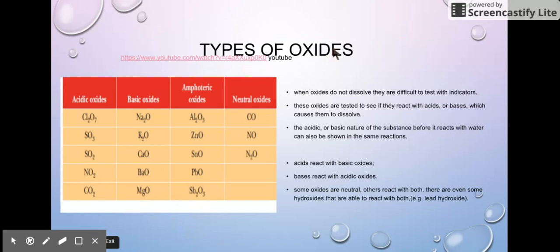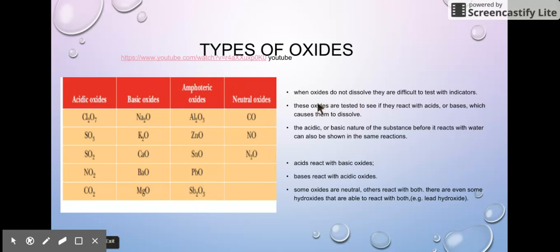So we've come across these types of oxides, and there are acidic oxides and there are basic oxides. And the more non-metallic a substance is, the more acidic the oxide it forms is. And the more metallic a substance is, the more basic the oxide is. And then you've got some oxides that are not acids or bases, and you've got some that are actually a bit like both, or will react with both.